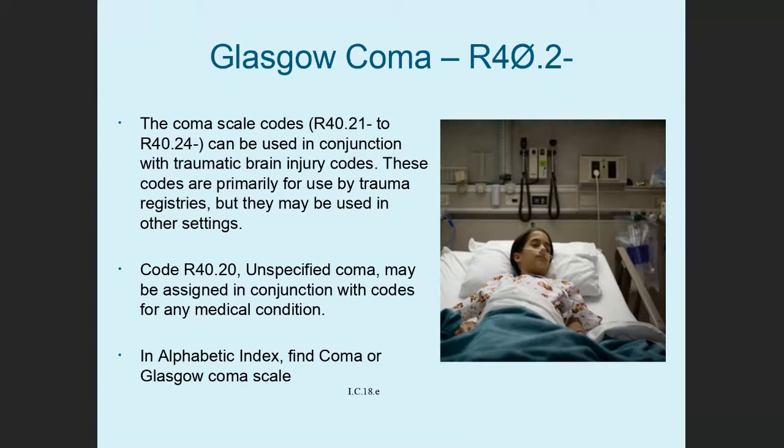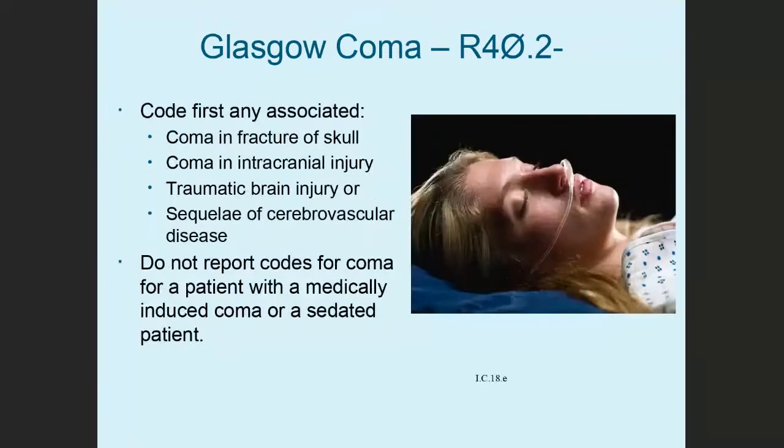R40.20 is unspecified coma for any medical condition. So how do you look this up? You can look up either coma or Glasgow Coma Scale, either one. Before listing the code for the coma, list first coma and fracture of skull, coma and intracranial injury, traumatic brain injury, or sequelae of cerebrovascular disease.